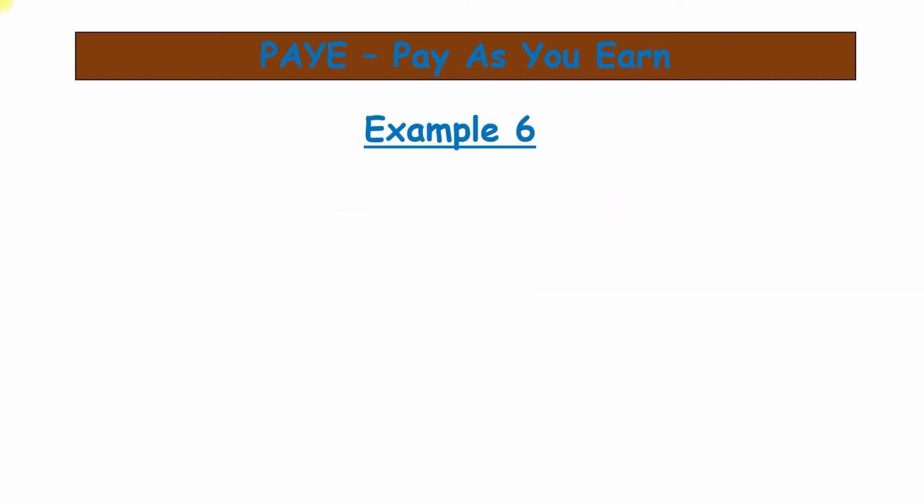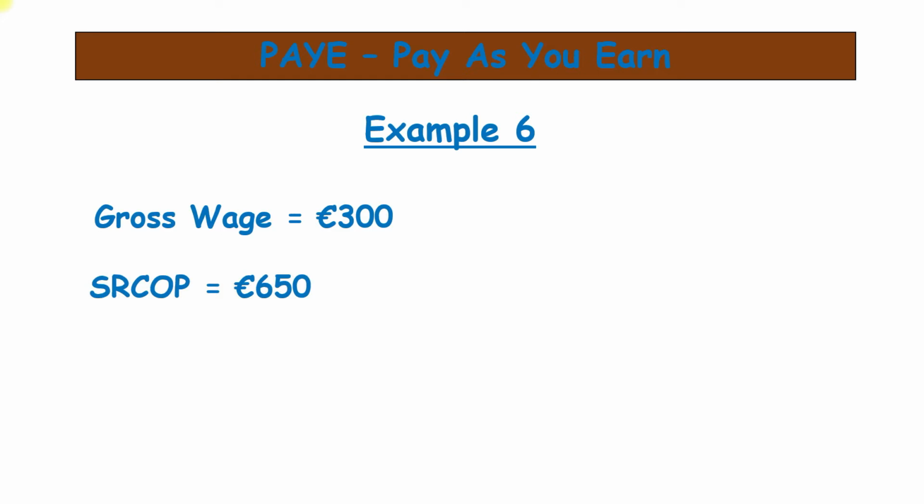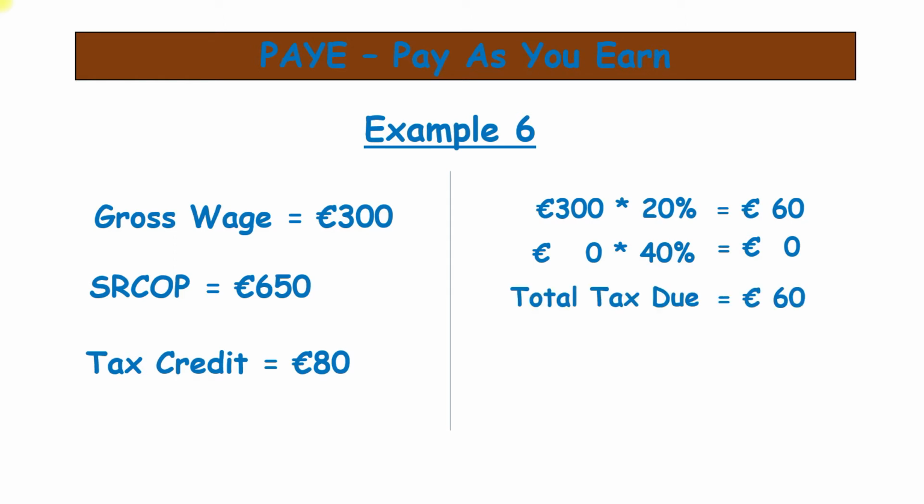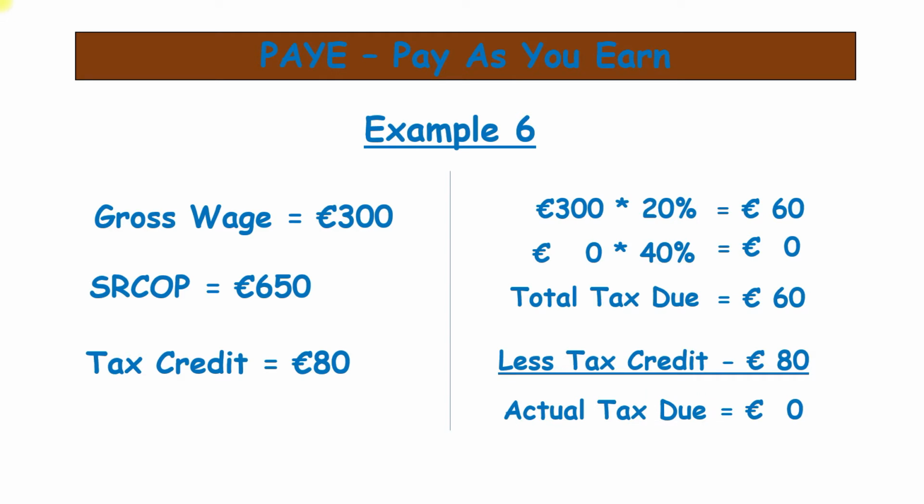Example 6 shows that in some cases, there may be no PAYE due at all. You will notice that the tax credit is larger than the tax due. This does not mean that you get a refund of 20. The actual tax due remains at 0.